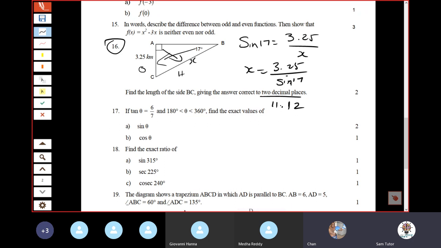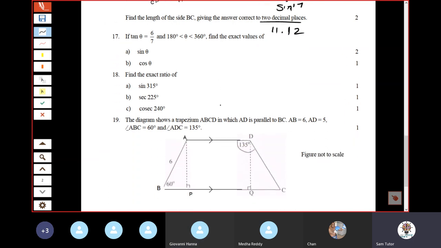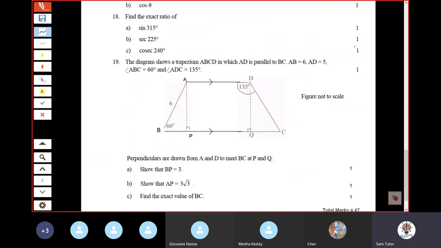Everybody's okay with that? Anybody have any questions? I got the same. Great, perfect. Okay, then I'll move on. Number 18. 1 mark each. Find the exact ratio of sine, sec, cosec. Let's do sine 315. All right, I've got my answer. When someone has an answer, let me know what your answer is. Is it -1 root 2? You are correct. -1 on root 2.